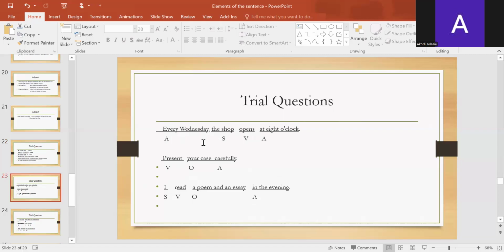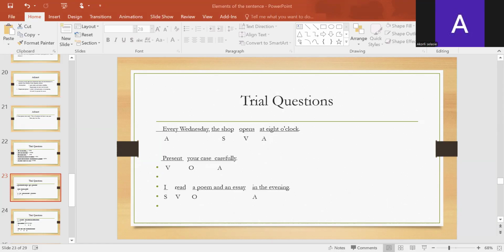Every Wednesday, time words. Every Wednesday is an adjunct. The shop opens at 8 o'clock. The shop is the subject, opens the verb, at 8 o'clock is an adjunct. So we can see every Wednesday the shop opens at 8 o'clock. ASVA.